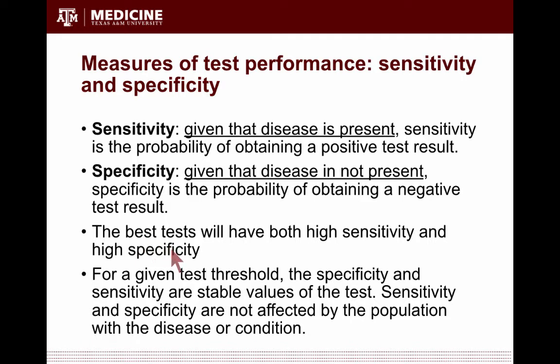The best tests will have both high sensitivity and high specificity. For a given test threshold, the specificity and sensitivity are stable values of the test. Sensitivity and specificity are not affected by the population with the disease or the condition. So these are properties of the test for a given test threshold.